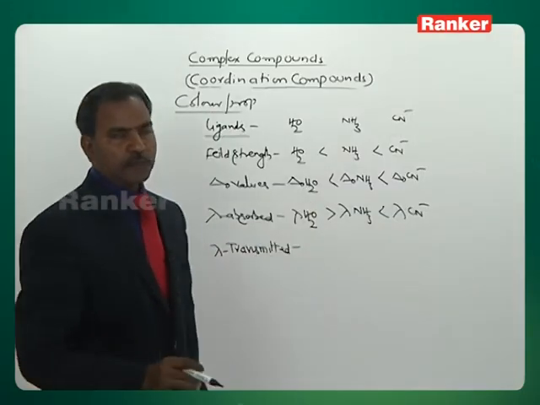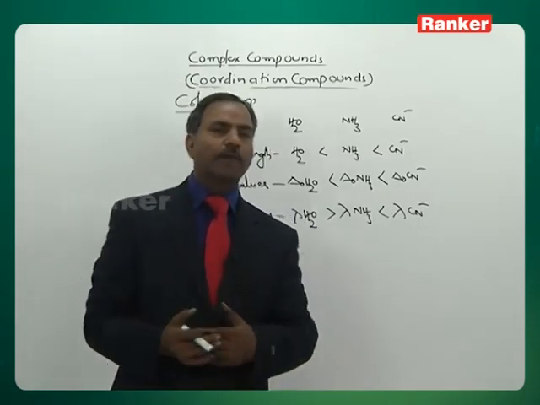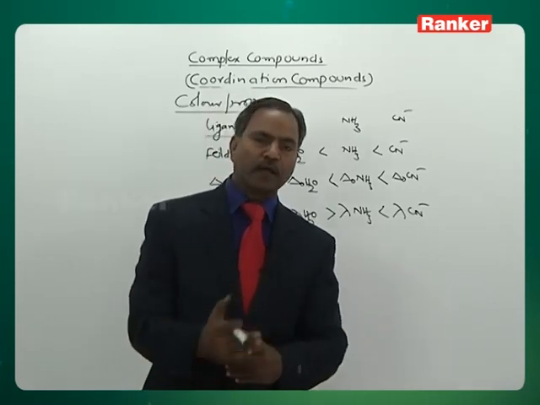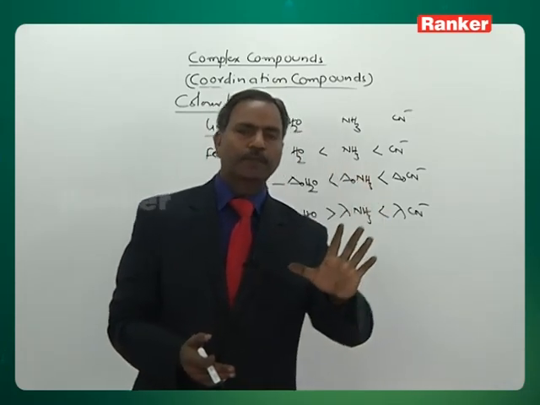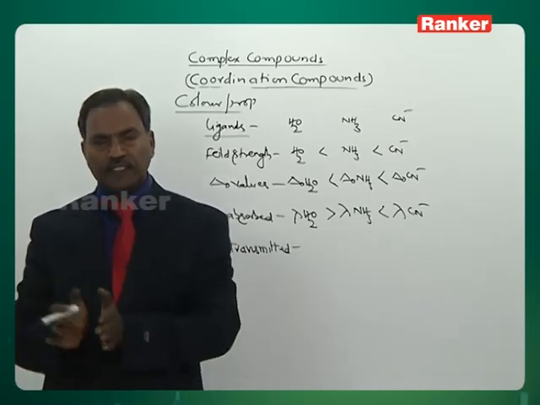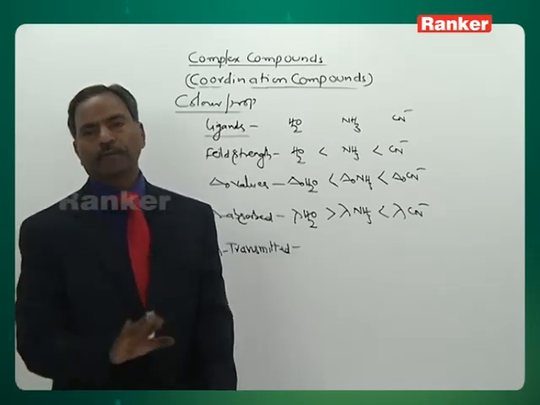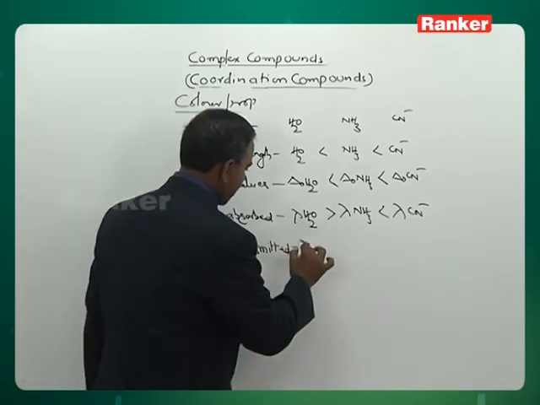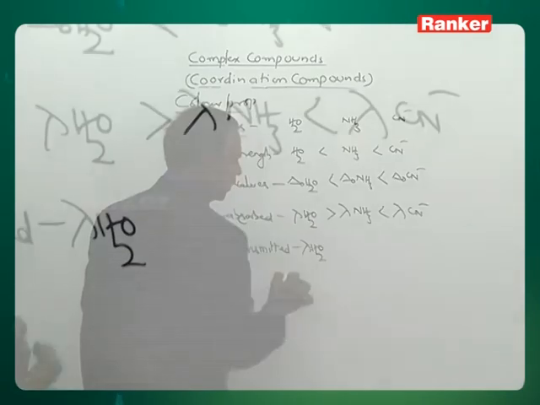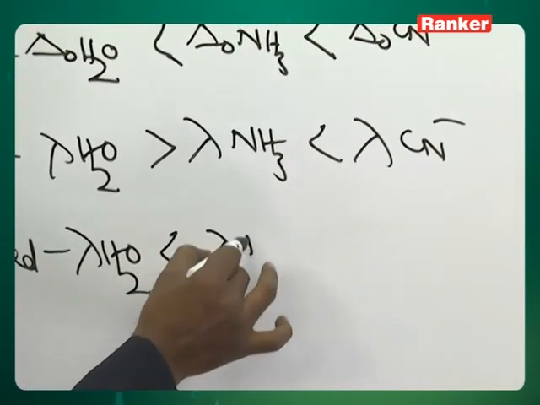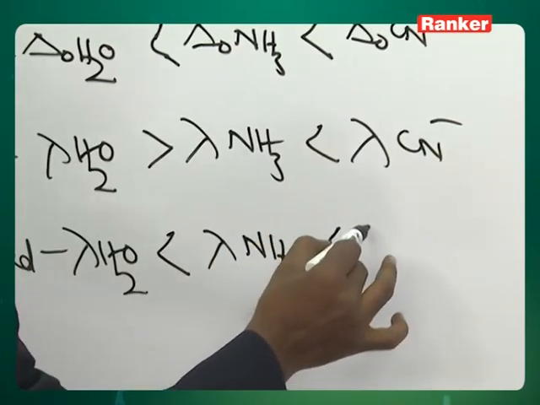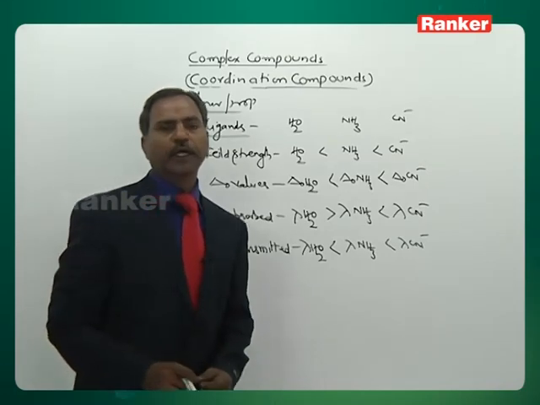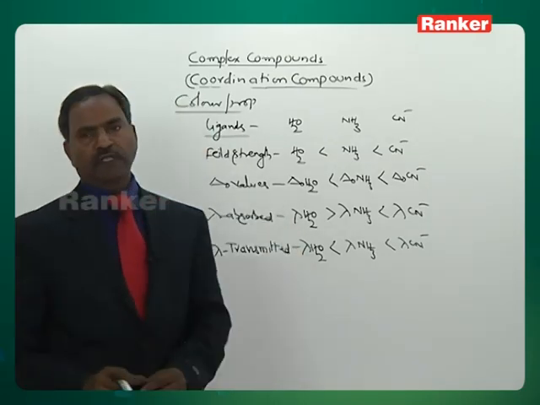Lambda transmitted. It is well known to us, a greater lambda, longer wavelength of light is absorbed, shorter wavelength of light is transmitted, and vice versa. Longer is absorbed, shorter is transmitted. If shorter is absorbed, longer is transmitted. That is the relation between absorbed and transmitted. So, this particular lambda transmitted of H2O is less than lambda of NH3 and lambda of CN minus. This is the order of absorbed and transmitted colors and their wavelengths.